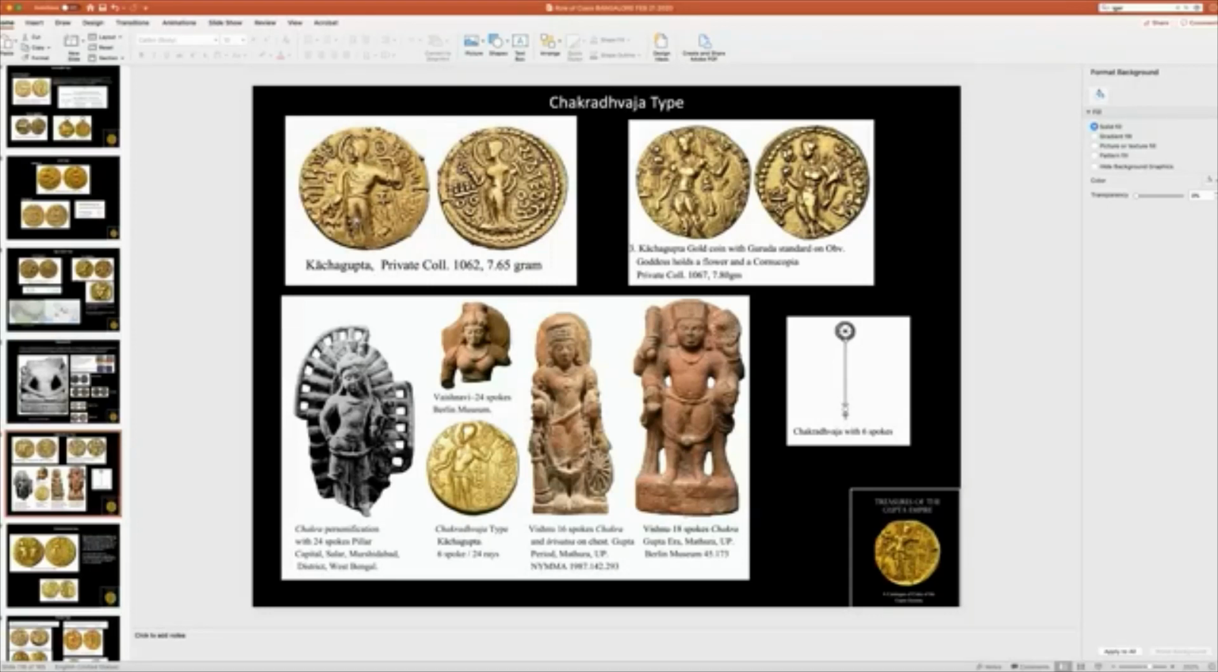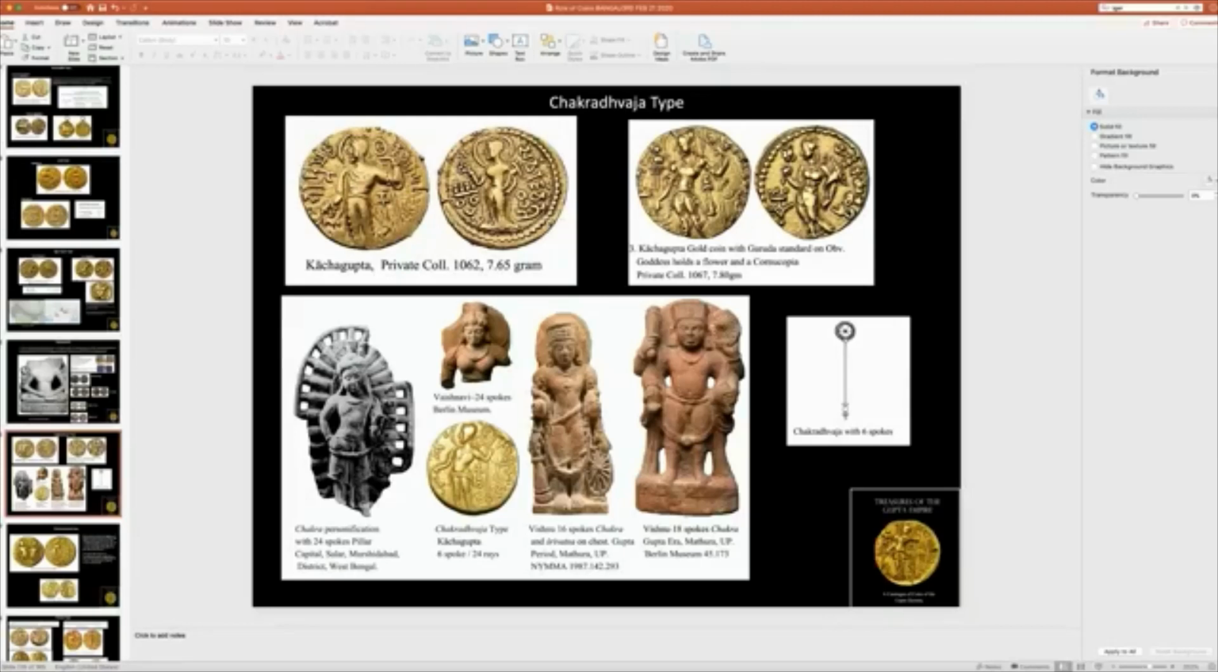Now, this is a coin type issued by a king that called himself Kachgupta, right? There was a whole discussion in one of the earlier talks about Ramgupta's connection with Kachgupta. These are two different styles of the chakra dhwaj type. One has the Garud dhwaj on it in addition to the chakra dhwaj, and the other one just has a chakra dhwaj, no Garud dhwaj.